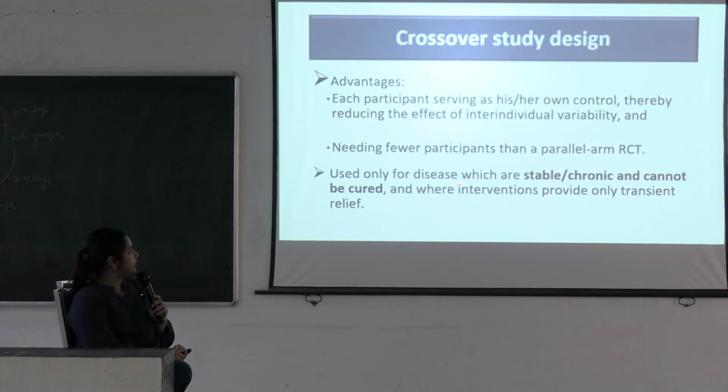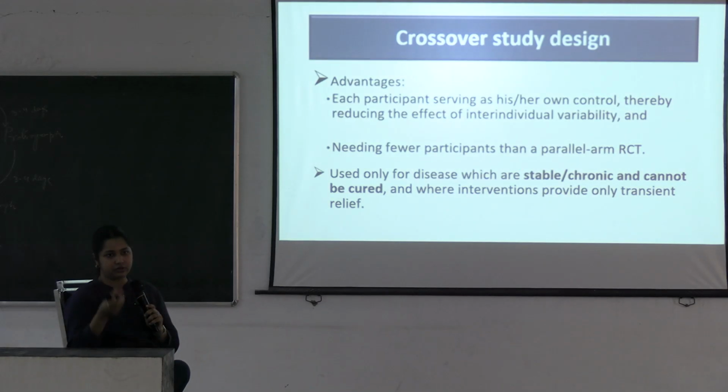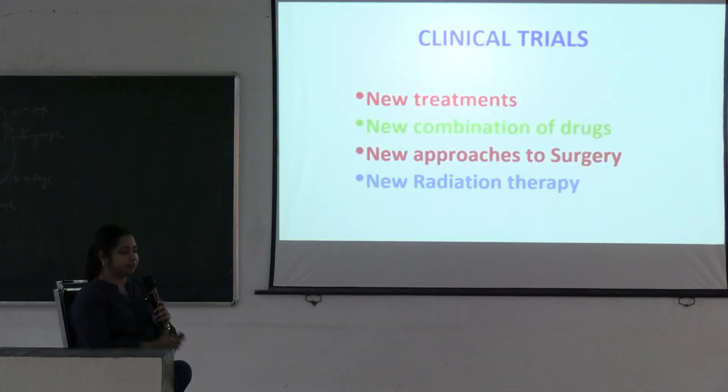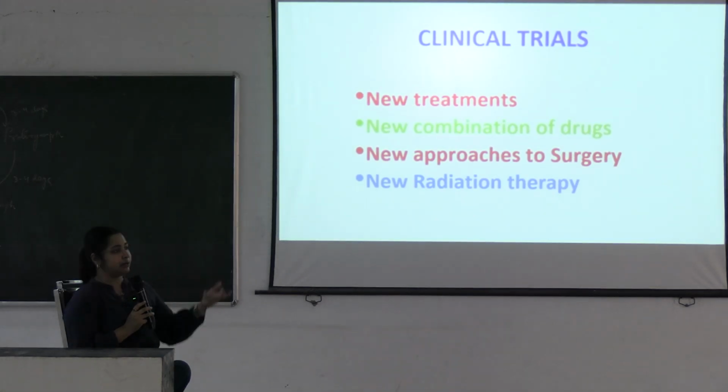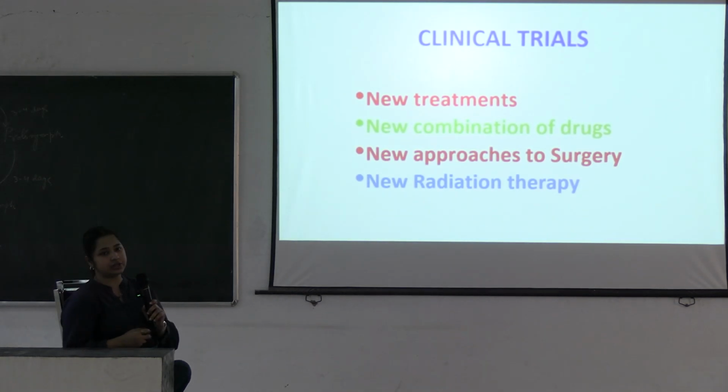It is used only for diseases which are stable and chronic and cannot be cured, and where interventions provide only transient, short-term relief. Now, there are types of RCT, meaning where this RCT methodology can be used. It can be used in clinical trials, where you can test new treatments, new combinations of drugs, new approaches to surgery, new radiation therapy, etc.